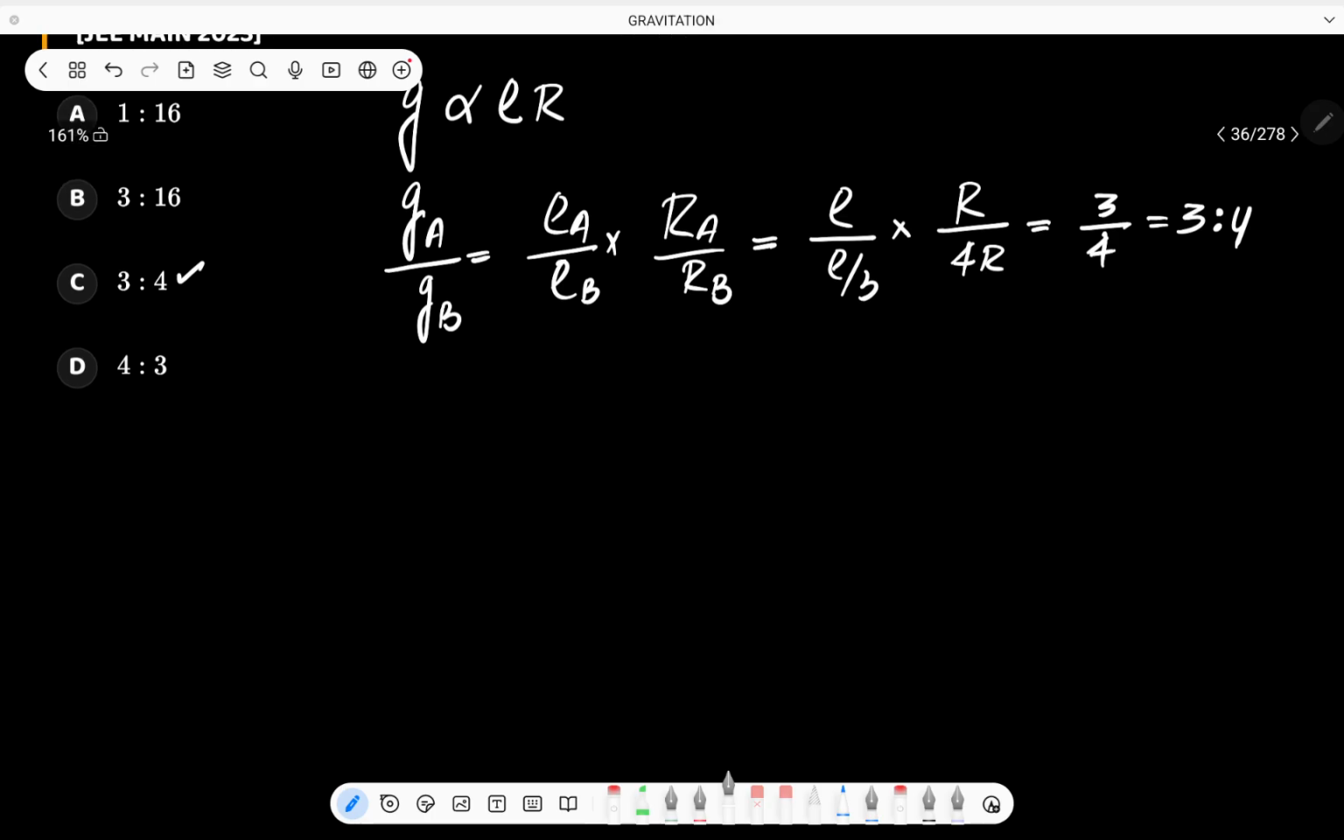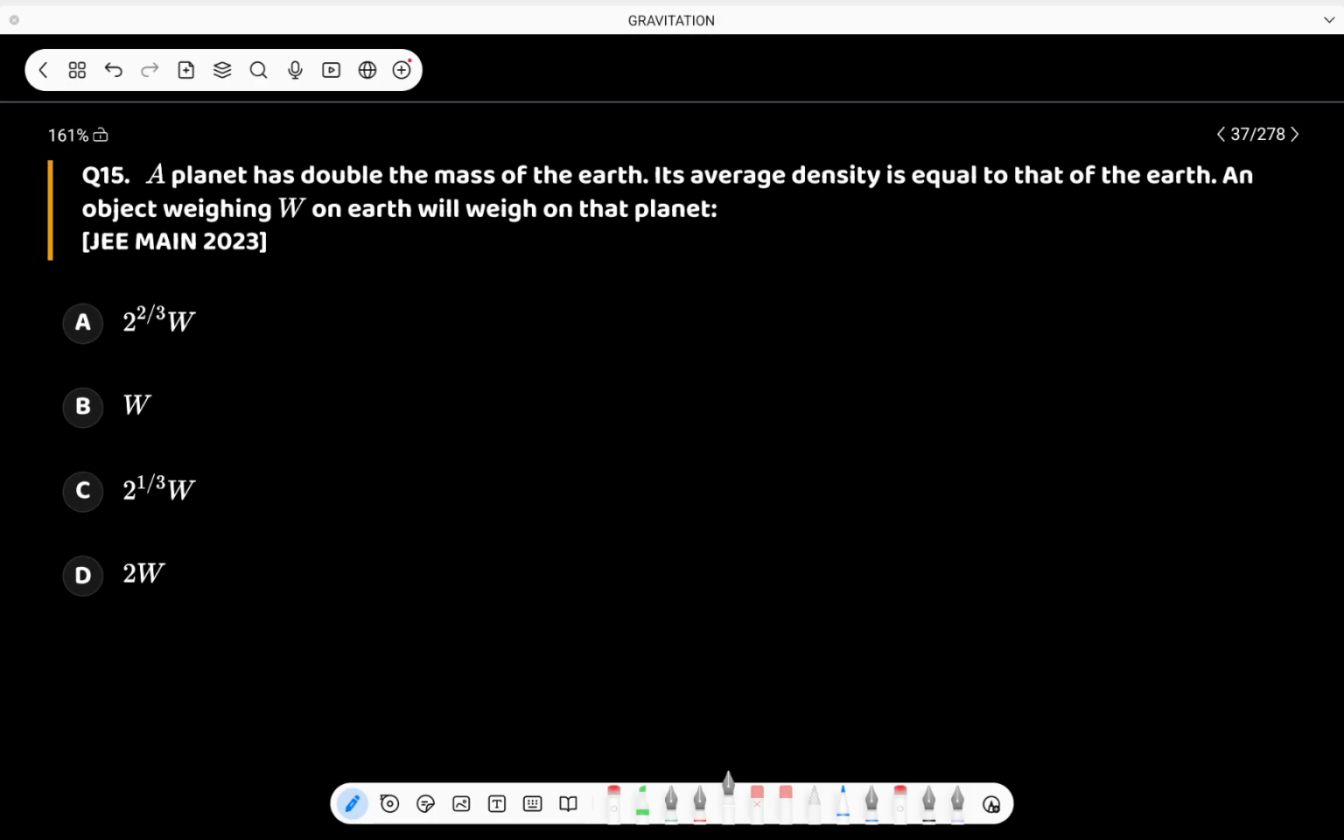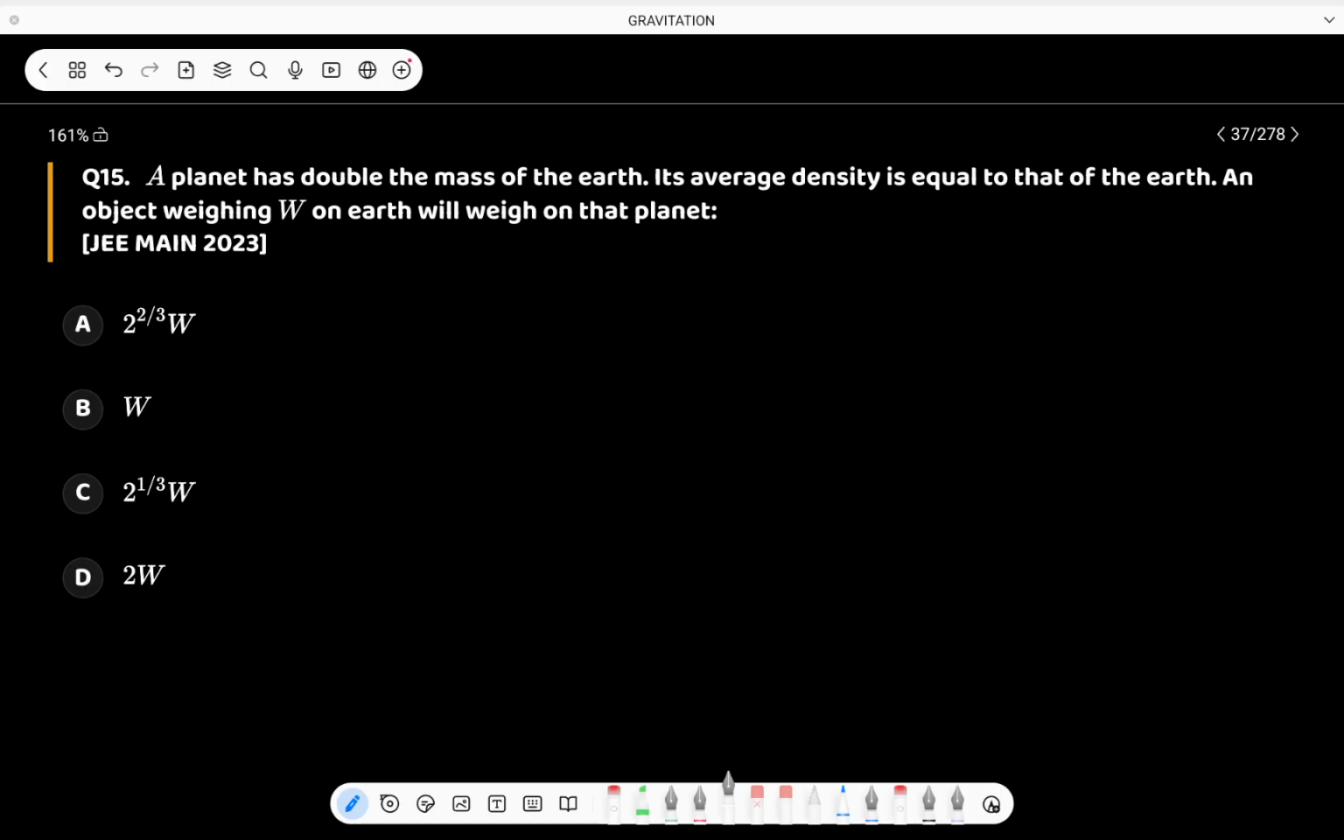I hope that this question is also absolutely clear to you. Let's try to do this question. The question is that a planet has double the mass of the earth. So there are two planets. It is given that the mass of the planet is 2 times the mass of the earth, and its average density is equal to that of the earth. An object weighing W on the earth will weigh what on that planet? What will be the weight of the object on that planet if it weighs W on the surface of earth?